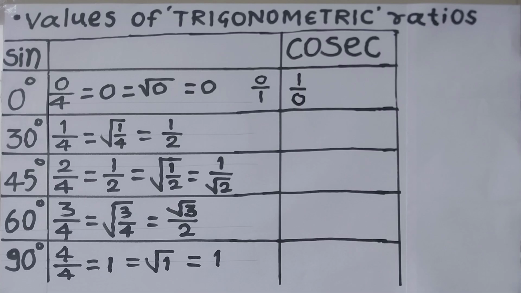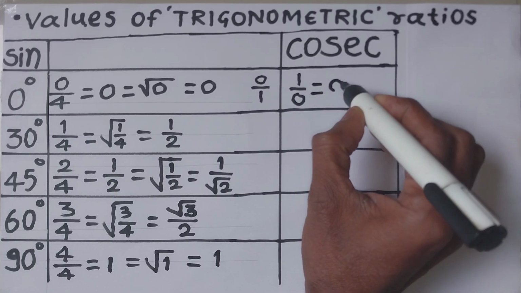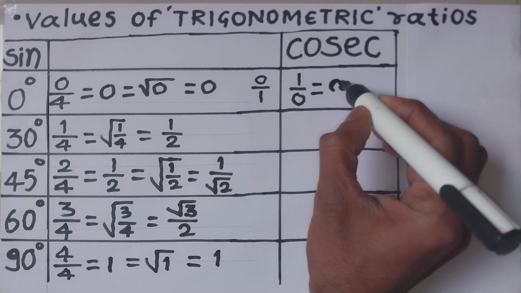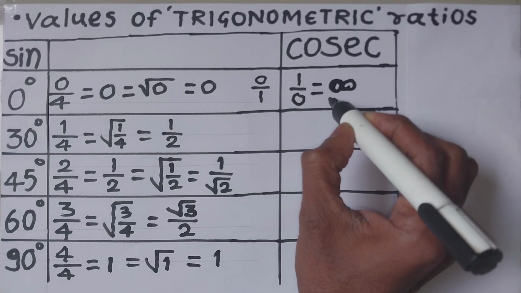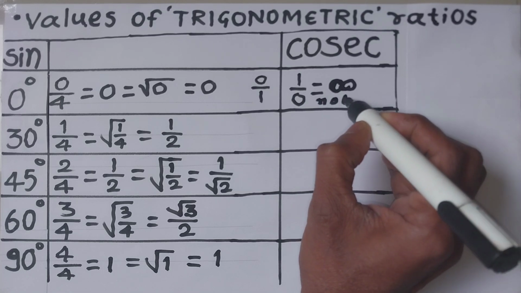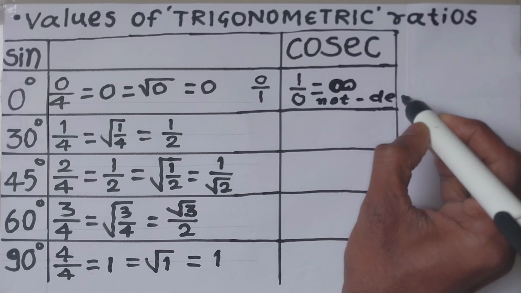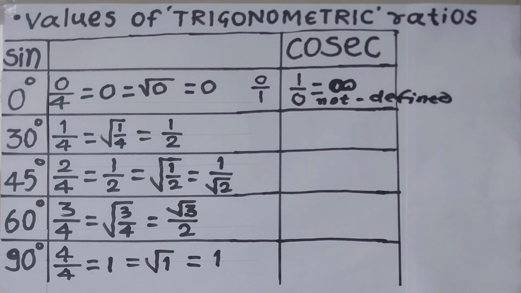Now when the denominator is 0, the value is bigger, that is we say infinity. We write it this way, or we write not defined, or undefined. Write anyway infinity. You will study this in 11th and 12th standard, but for now you simply write not defined.